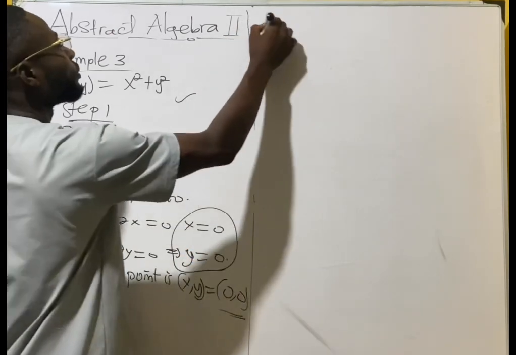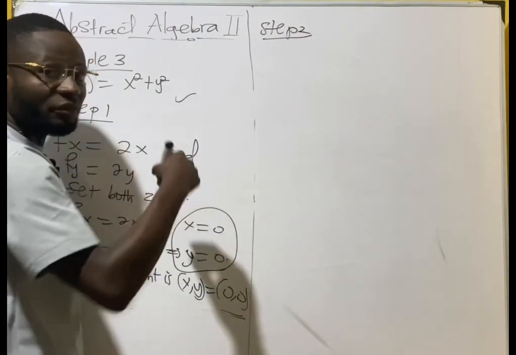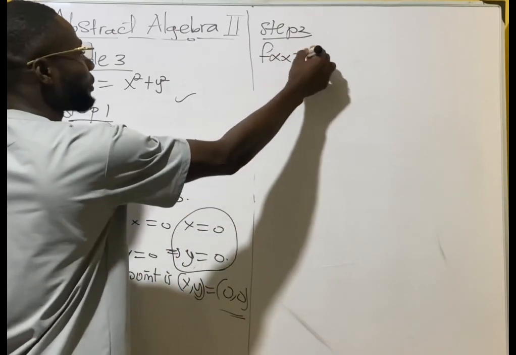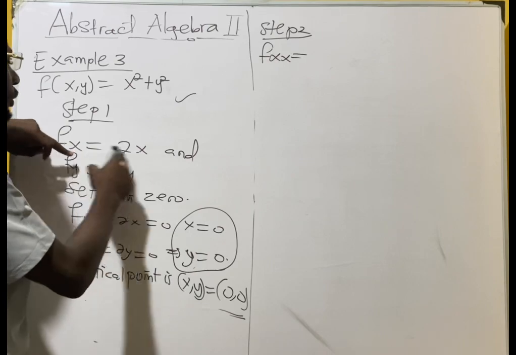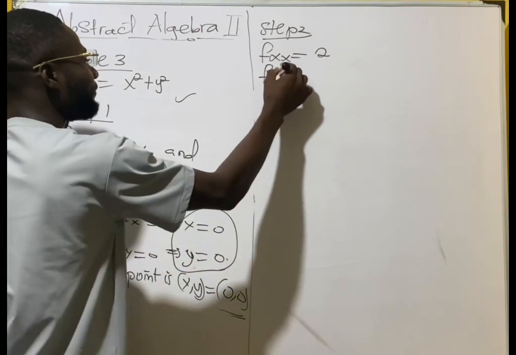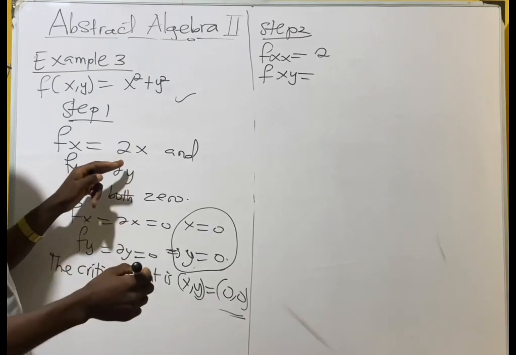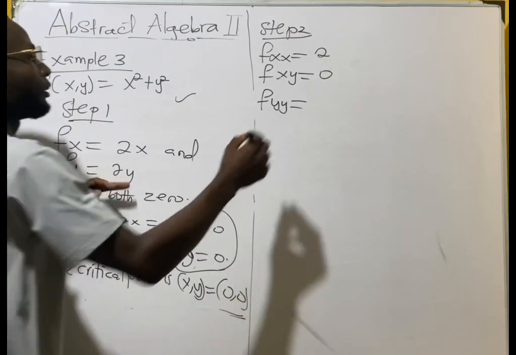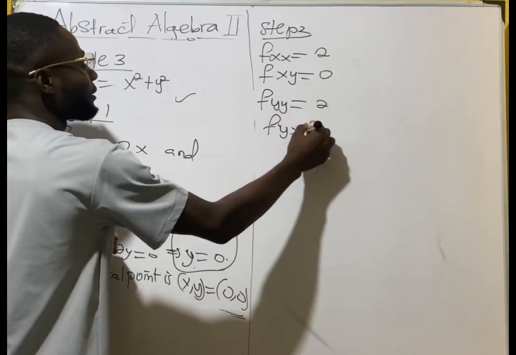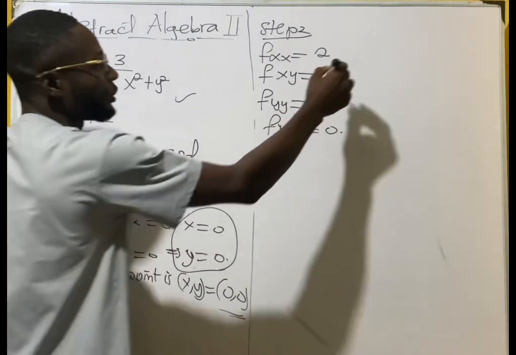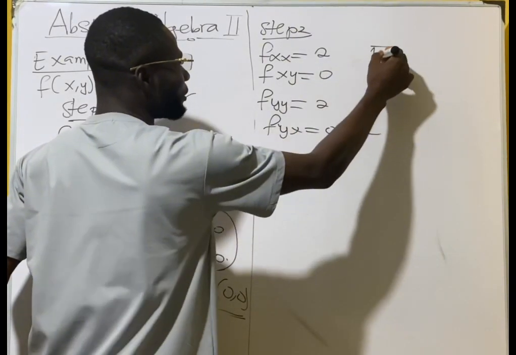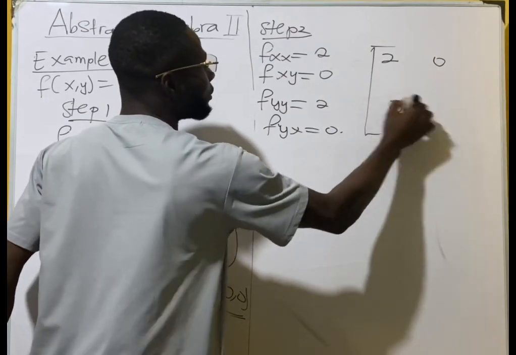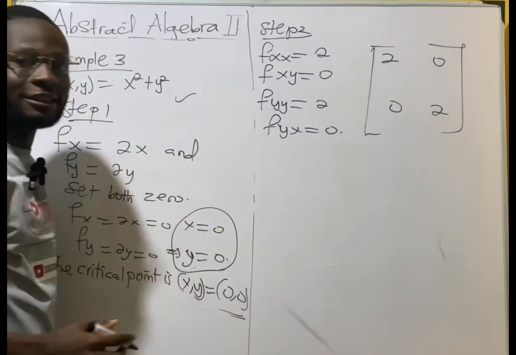Okay, so step 2. From our previous class, we know how to find the Hessian matrix already. So you know that you have to find the second partials, right? So fxx is going to be what? 2. fxy is going to be what? 0. And then fyy is going to be what? 2. fyx is going to be what? 0 from here. So therefore, our Hessian matrix is going to be [2, 0; 0, 2]. So this is our Hessian matrix.